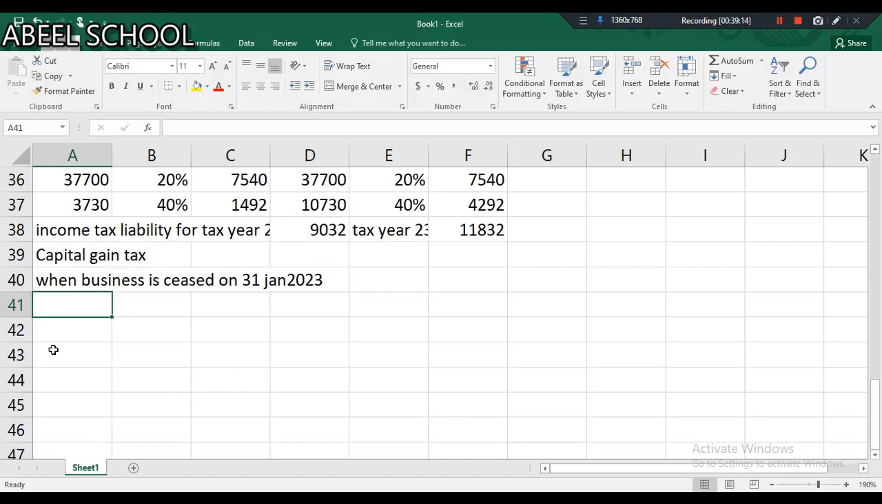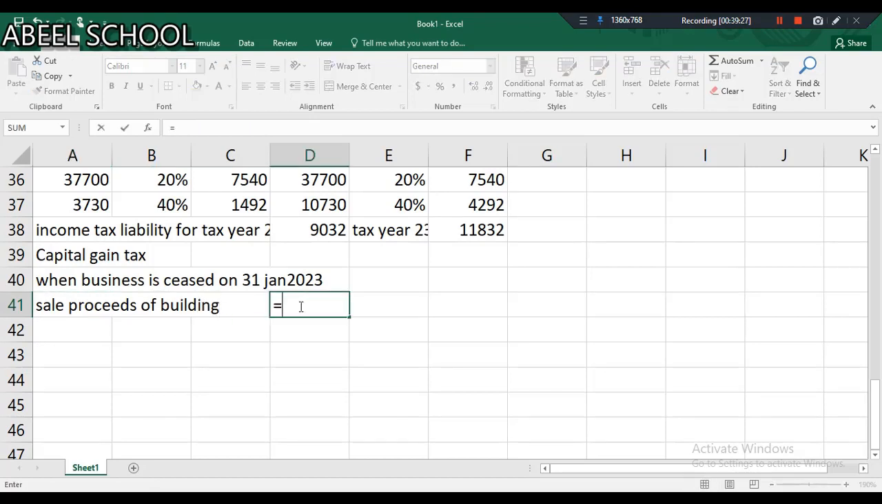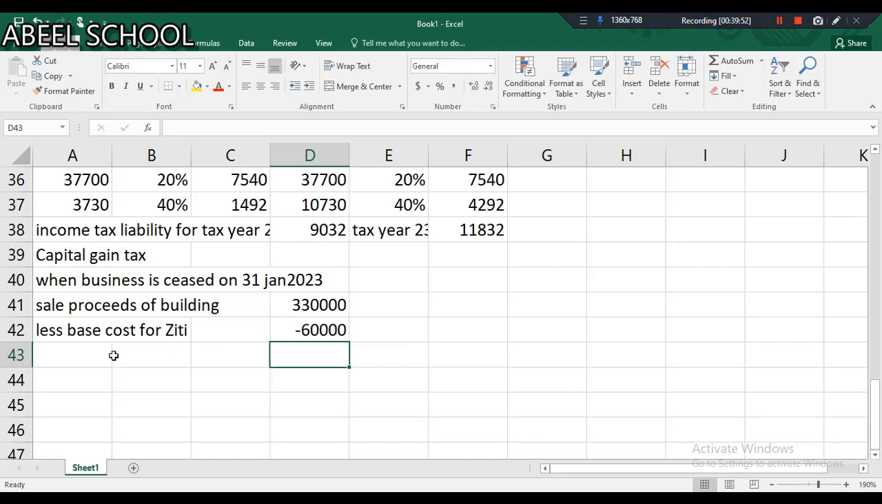For building, sale proceeds of building is 3,30,000. From this 330, I'm going to deduct the base cost. Base cost for Ziti, that is 60,000. From where I'm getting this 60, let me explain you that also.